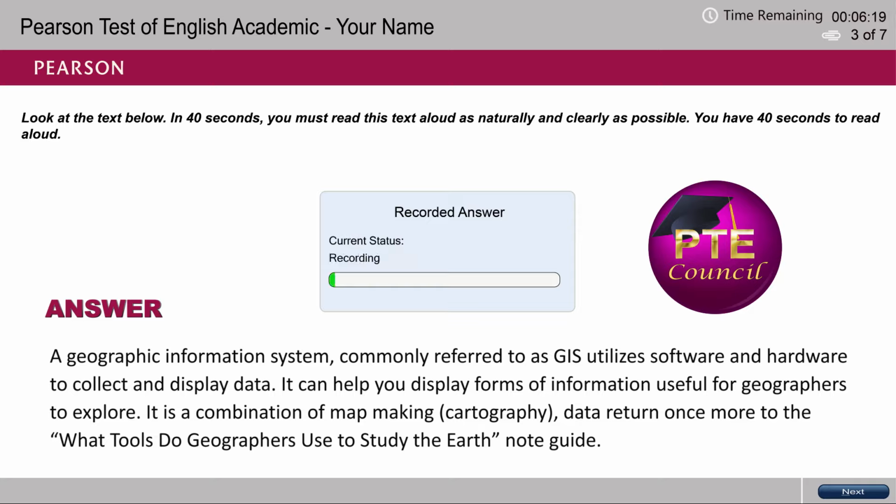A geographic information system, commonly referred to as GIS, utilizes software and hardware to collect and display data. It can help you display forms of information useful for geographers to explore. It is a combination of map-making, cartography, data. Return once more to the "What tools do geographers use to study the Earth?" note guide.